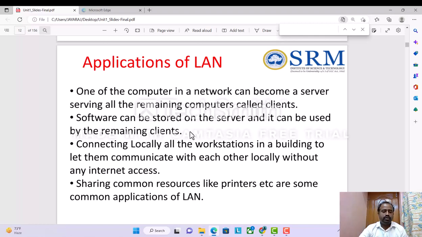Then coming to software, it can be stored on the server so that it can be commonly used by all the clients, so that all the clients can use the software which is connected locally to the server system. They can communicate with each other without any internet access. This is the main advantage, because we have formed a network of computers which is available in a particular geographical area. Then sharing common resources. If we have printers and other electronic devices, we can connect them to the entire network so that each and every system can use these common resources.